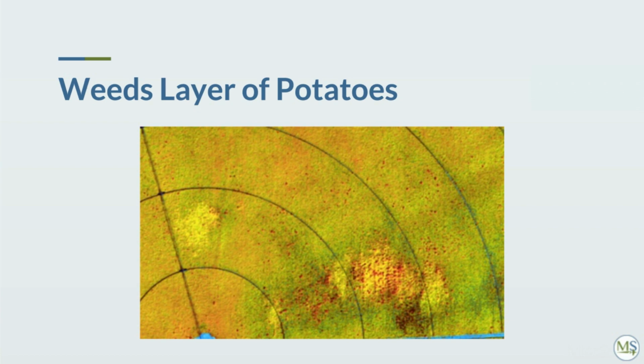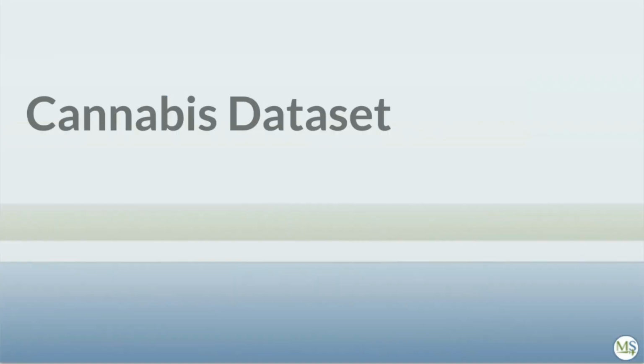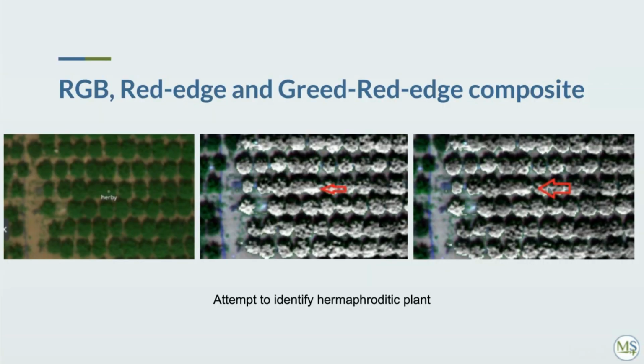Okay, so now let's look at a cannabis data set where we're essentially attempting to do something similar to what we did in the vines and the potatoes. What we did here is we're looking at the RGB composite on the far right side. We've identified one of these plants as being hermaphroditic, so it's got male and female reproductive organs, and we've named it Herbie. I'm not really sure why we named it that. One of the researchers at Micasense named it that.